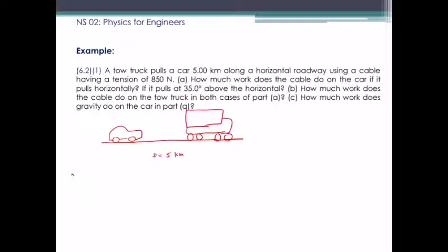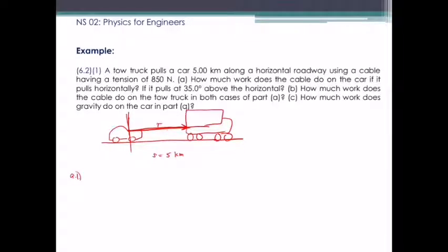So letter A, let us label this A.1. If the car is being pulled horizontally, the cable is pulling the car, so we have tension. Tension is directed away from the object, a pull. So for letter A, how much work does the cable do on the car if it is pulled horizontally?